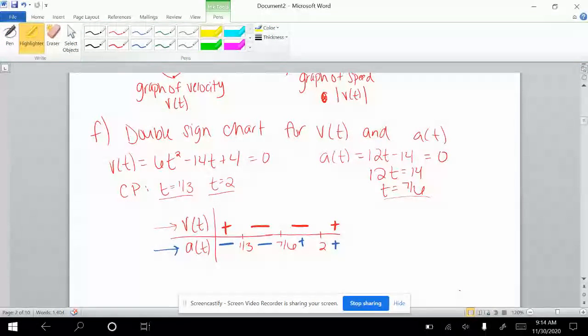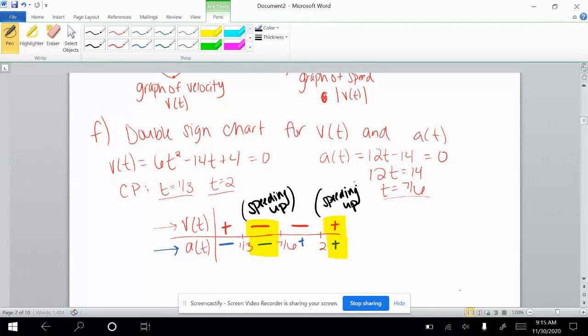It doesn't matter if it's positive or negative, they just need to be the same. So they're the same here, and they're the same here. So when they're the same, that means it's speeding up. When they are not the same, or when they're opposite, that means it's slowing down. So we know when it's speeding up, so the opposite ones would be slowing down. And we have to justify our solutions.